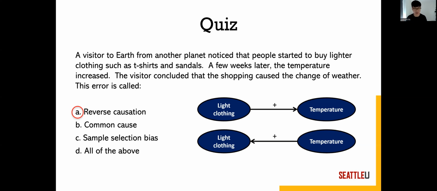In this case, this is obviously a reverse causation problem. Maybe consuming more light clothing will lead to higher temperature. Maybe that's one of the problems of global warming. We don't know, but obviously there's another way around. Both of them can be true, but that's still a problem of endogeneity. So that's another typical case of endogeneity.